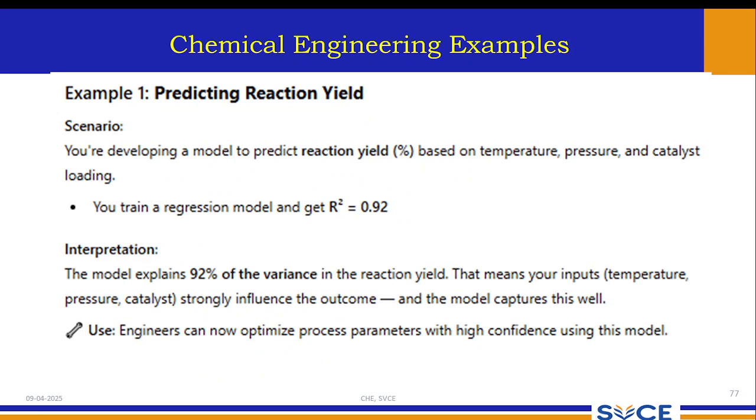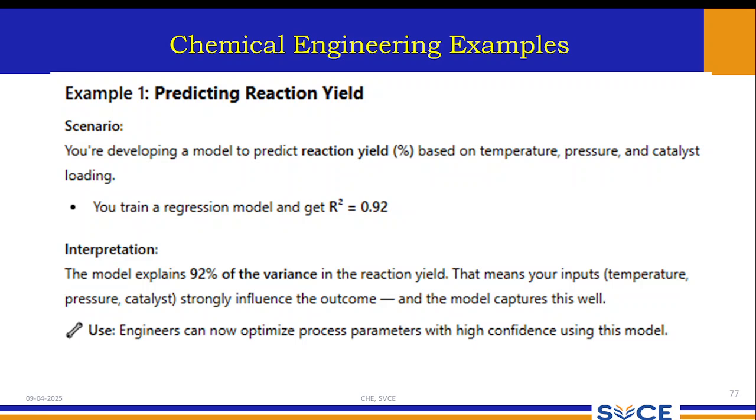Coming to the chemical engineering example, here the R square is 0.92. This model is a very good fit, right? When you see here, the output is a function of input variables, where most of the input variables have a positive effect, and there may be chances. We may not say that 92% or 98% is always a good fit.